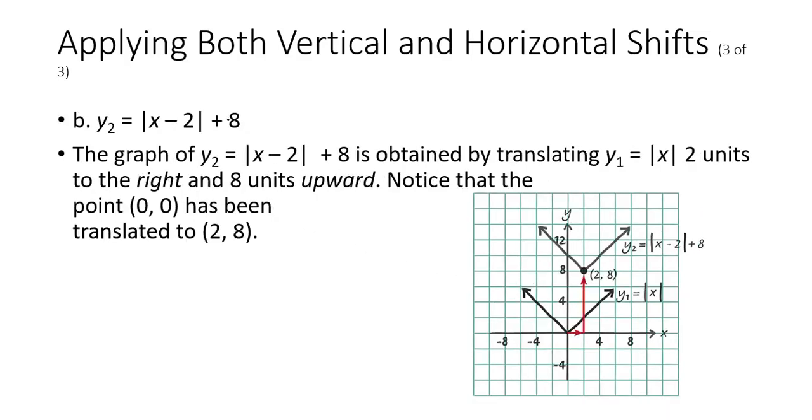The second one, this 8 means you're shifting 8 units up from the origin, and x minus 2, this value is plus 2 here, so you're shifting to the right 2 units from the origin. So from origin, you shift to the right 2 units, 8 units up, so the point (0, 0) will transfer to point (2, 8). Same exact graph.